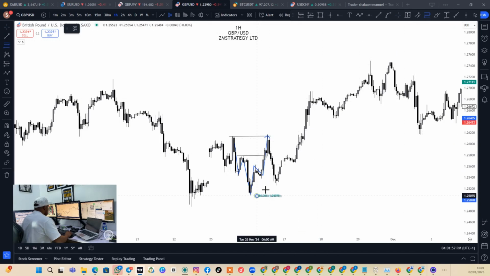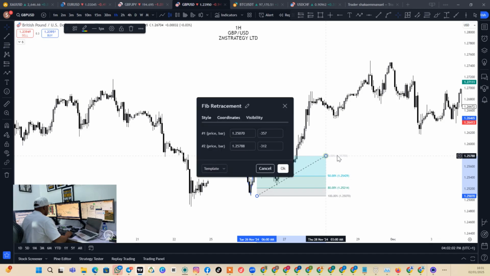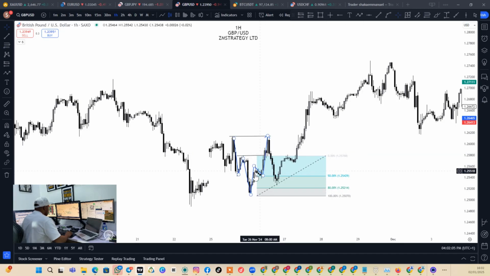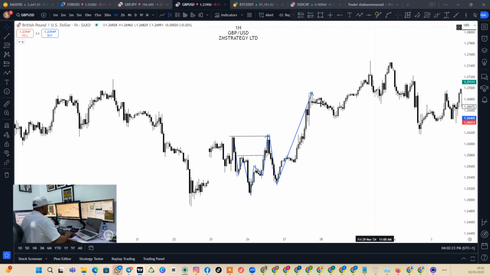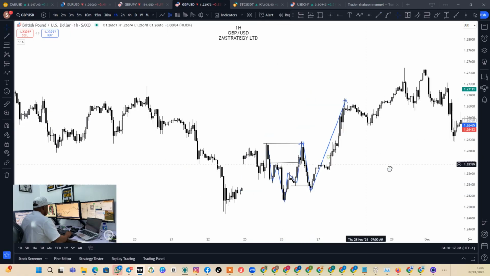Fibonacci, let's see if it's within the 50% and 80% level. So you can see that it's within the discount level. So now what did the market do? The market pulled back and cleared here, and bought. It cleared the structural liquidity. The market came back and cleared the structural liquidity and bought.